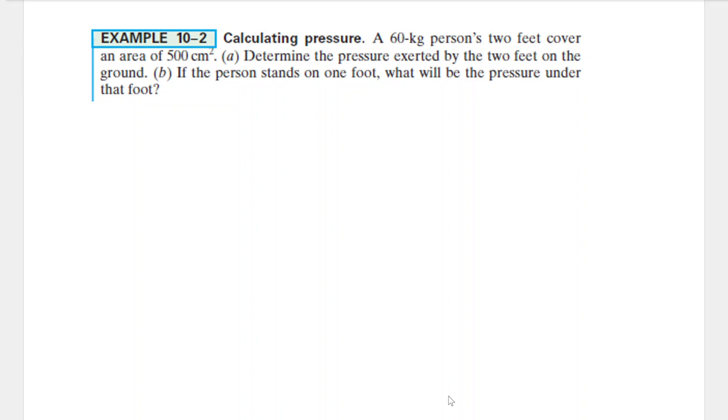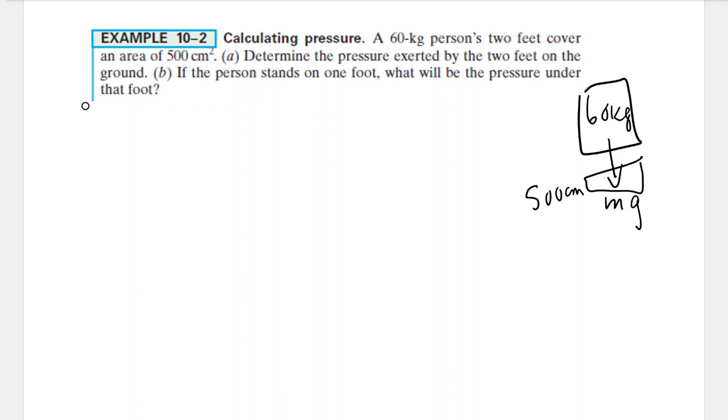All right, let's do Giancoli chapter 10, number 2, example 2. We've got a 60 kilogram person standing. They have mg downward, that's what we're going to use as our force. Their feet have an area of 500 centimeters squared. So we want to calculate the force per unit area. We're going to need the force from gravity, and we're also going to use the area of their feet.